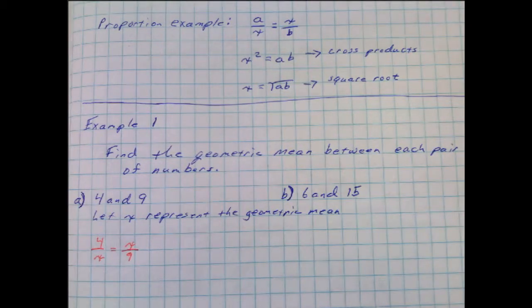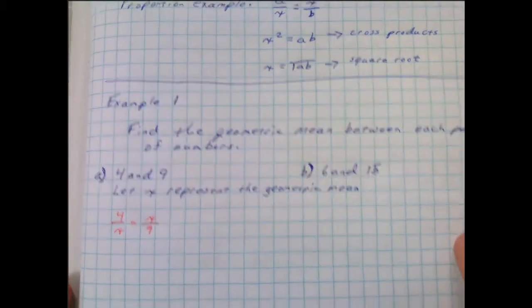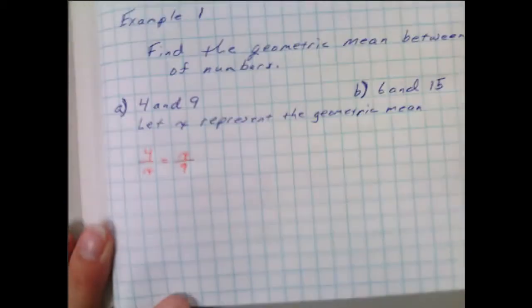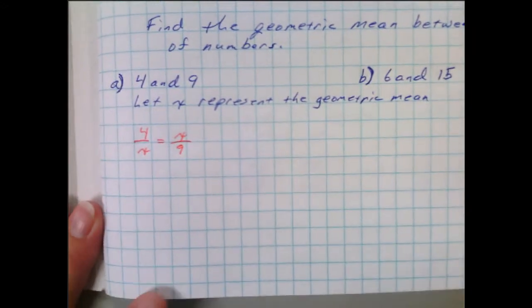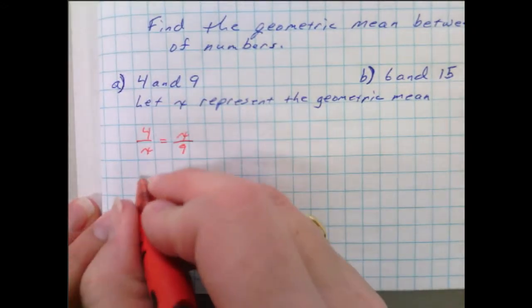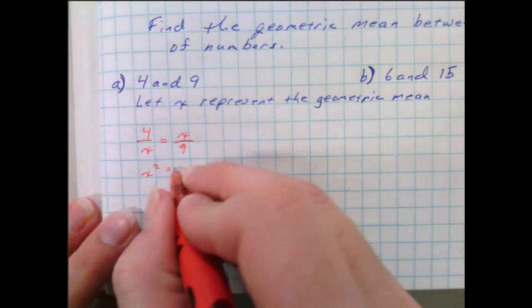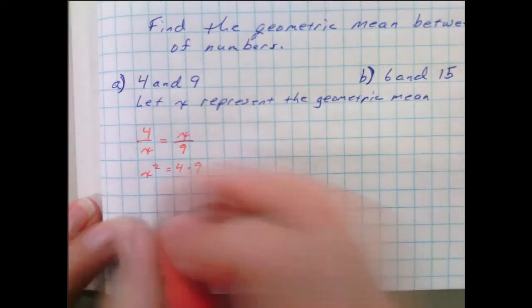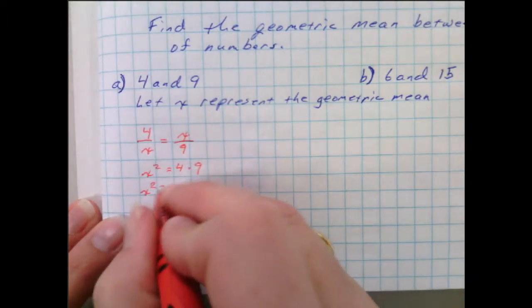So then the next thing I'm going to do is my cross products. So we have 4 over x, x over 9, cross products. We have x squared equals 4 times 9. So that's x squared equals 36. So that was our cross products.